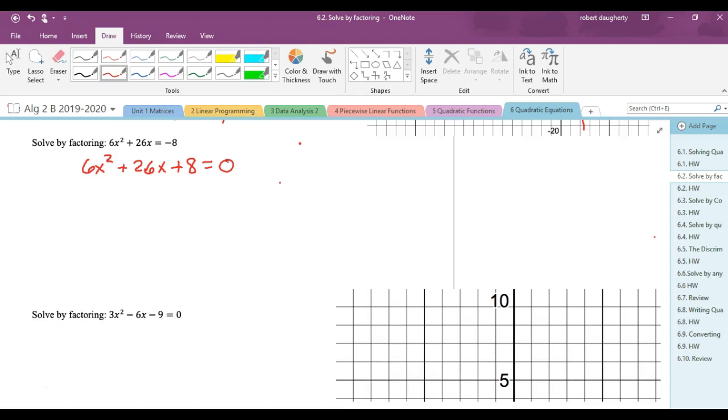Now, when I go to factor this, first thing I want to say, I can make it easier if I factor out a greatest common factor. What do these all have in common? What number? 2. These are all even numbers. So 3x squared plus 13x plus 4 equals 0. Now I'm looking for two numbers that multiply to give me what?